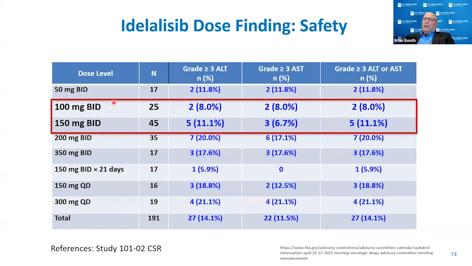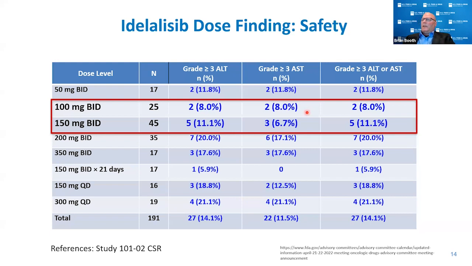But again, look at the 100 milligram dose, okay? You have a reasonable number of patients. And you're looking at around 8%. So the occurrence of grade 3 events seems to be lower. So again, it begs the question, why didn't we think about the 100 a little more?